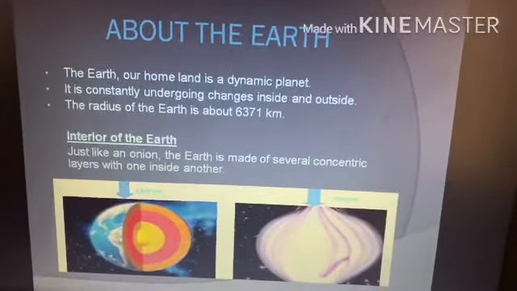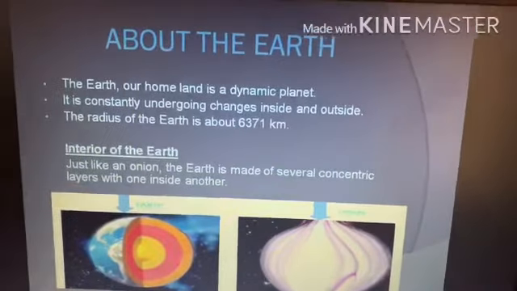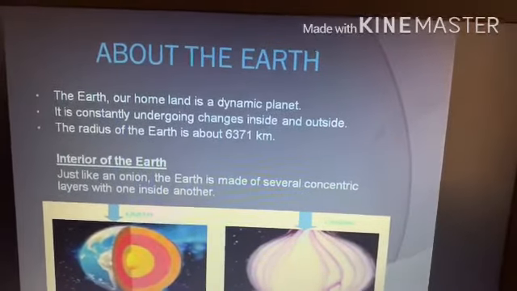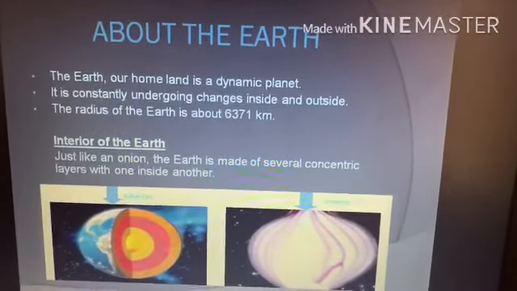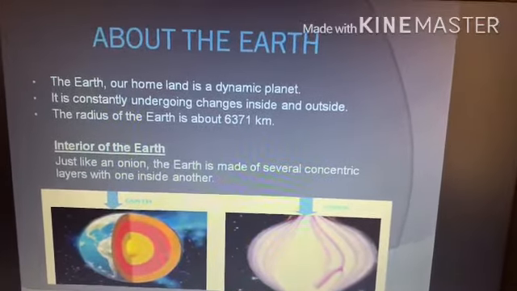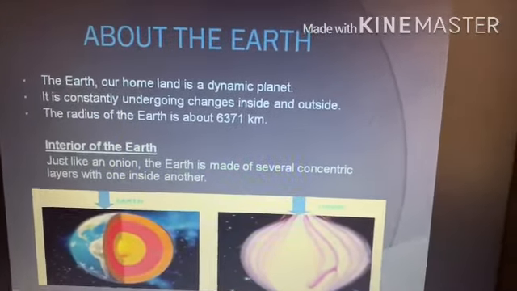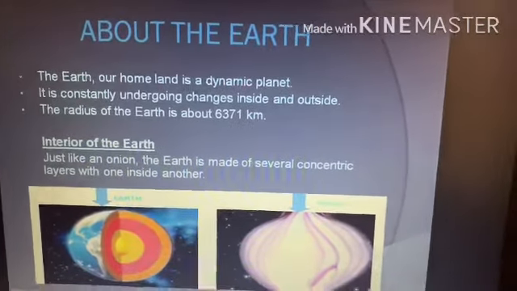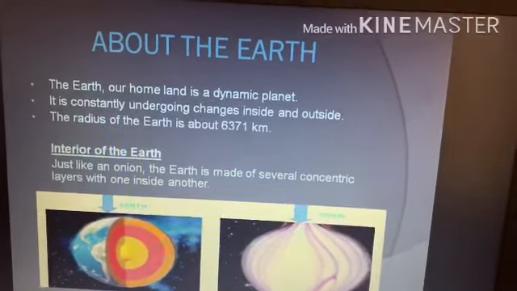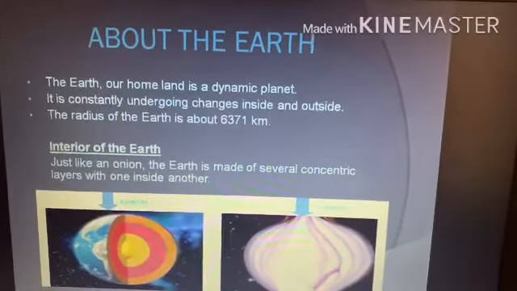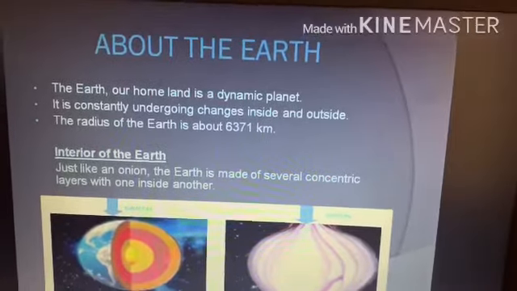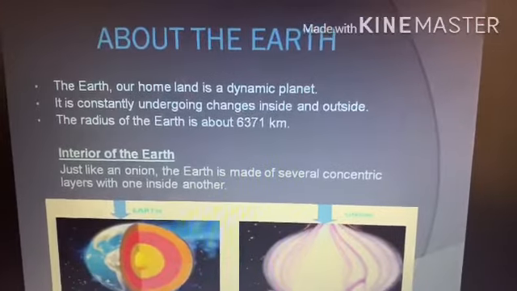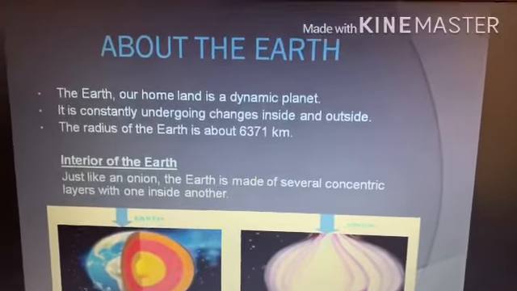About the earth, 3 points are there. First, the earth, our homeland, is a dynamic planet. Earth is our planet, we all know that, and this is our homeland and it is a very much dynamic planet. Second, it is constantly undergoing changes inside and outside. Outside it constantly changes, we all know that, but inside also the earth is constantly changing.